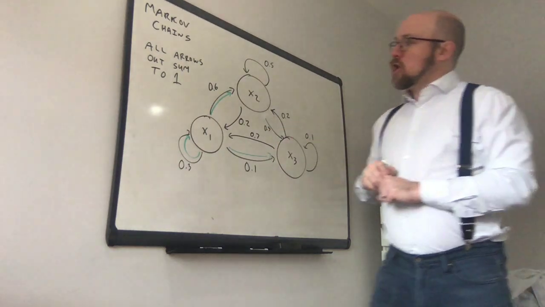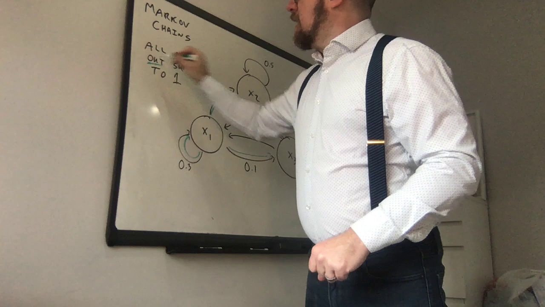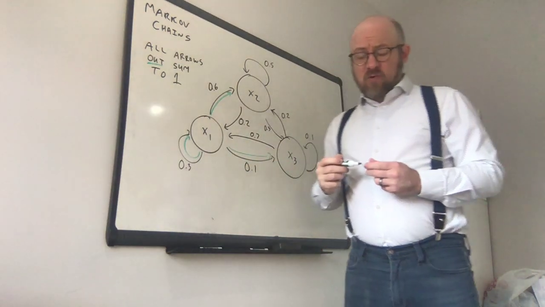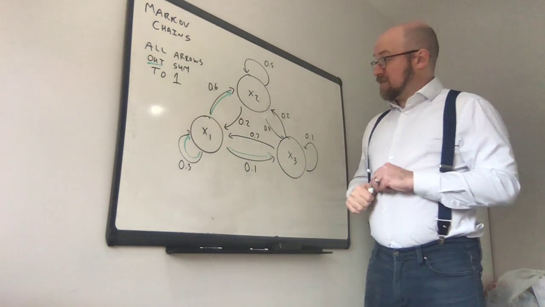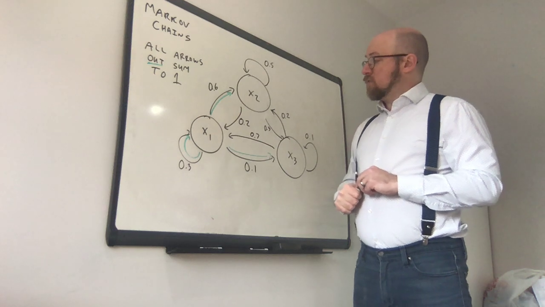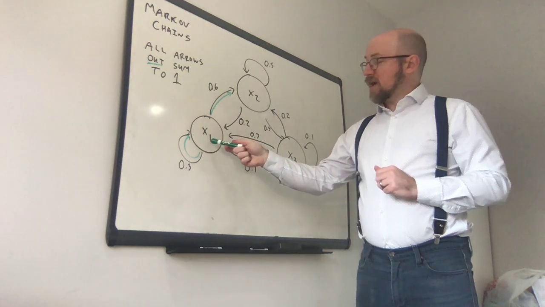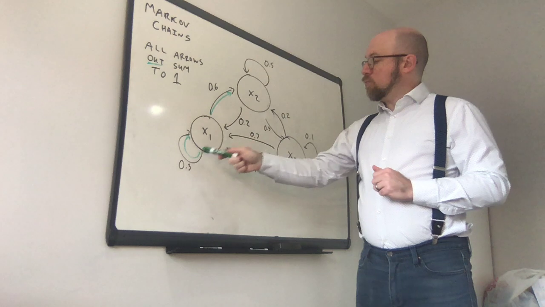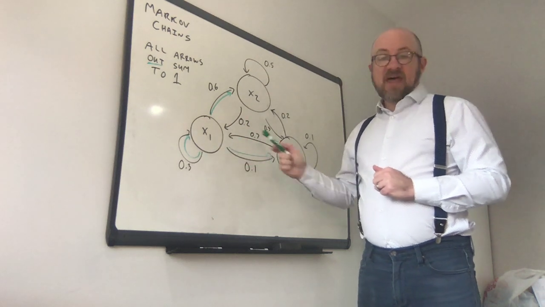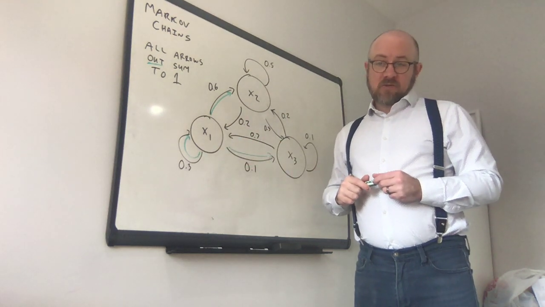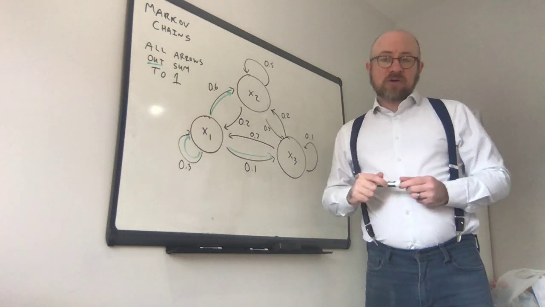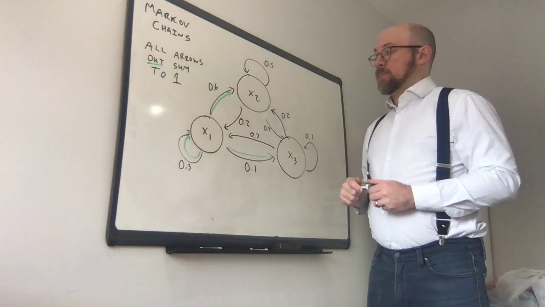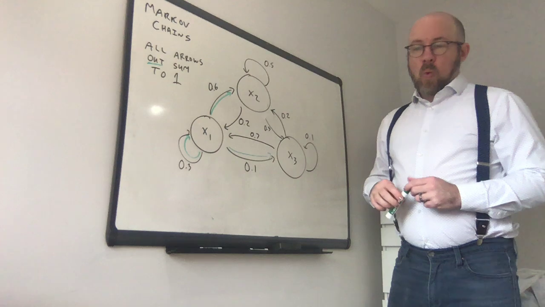Okay? So notice that this is just a condition on the arrows out. The arrows in don't necessarily add up to 1. For example, if you look at the arrows into x1, we've got 0.2, 0.3, and 0.7. That adds up to 1.2. Okay? So it's just the arrows out that sum up to 1. Why is this the case?